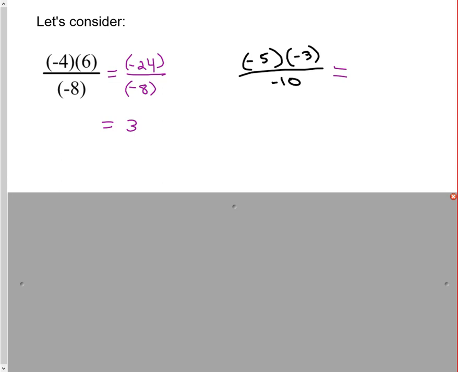Okay, so post in the chat. Do you think it's going to be negative or do you think it's going to be positive? There's 3 negative signs involved in that operation. Is that going to be negative or is that going to be positive? Go ahead and post in the chat right now. What do you think?